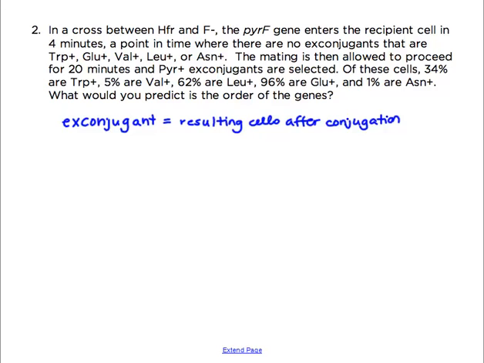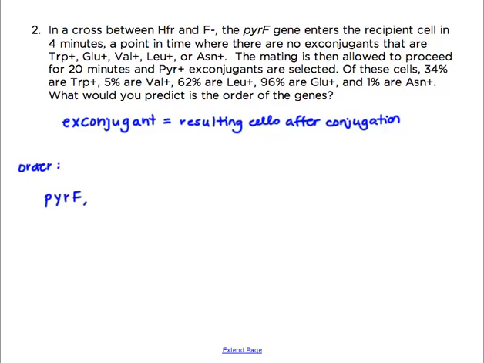So the first gene in the order that we're being asked to predict is going to be the PYRF gene, right? Because that's the one that is being transferred over first. So the order here is going to be PYRF. Now, in order to determine the rest of the order, what you need to know is that the contact between cells during conjugation is very fragile.